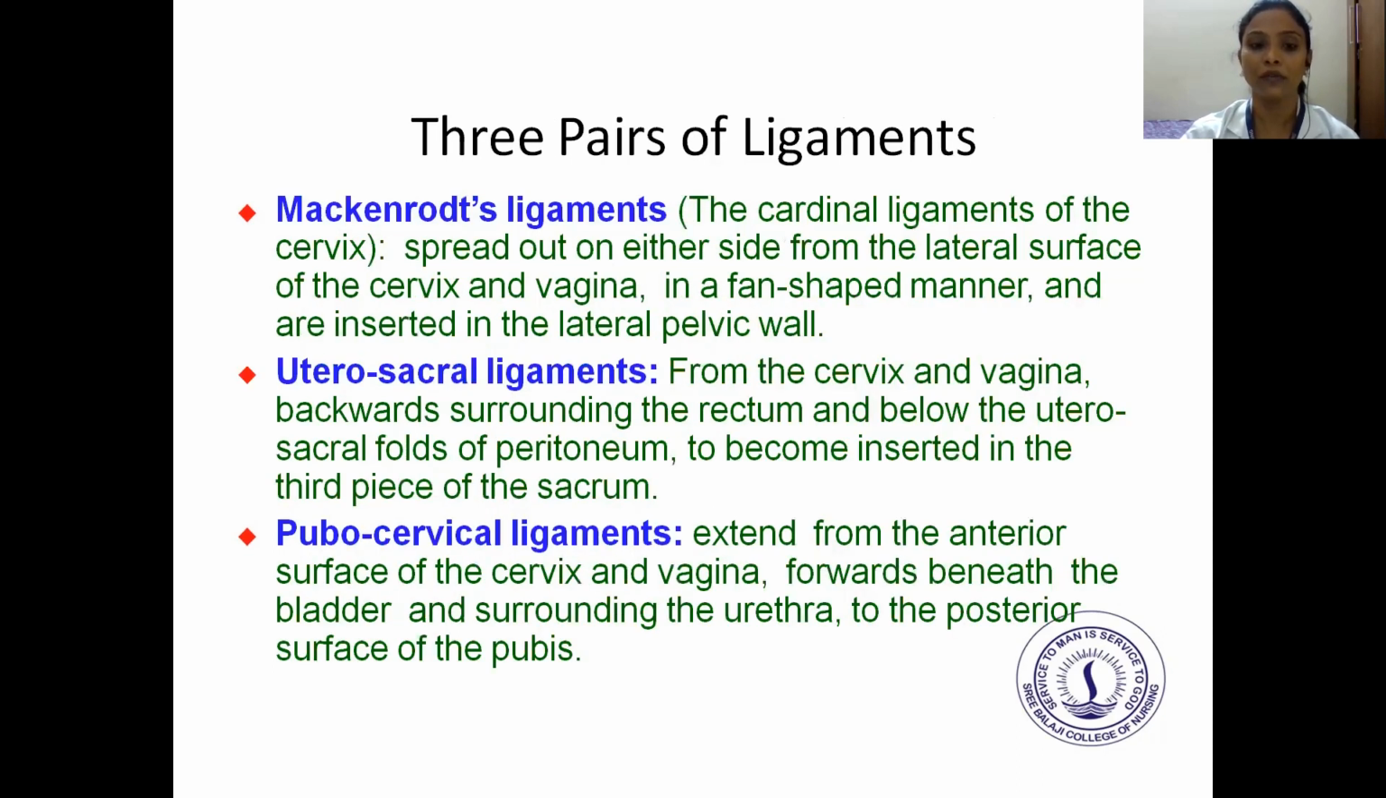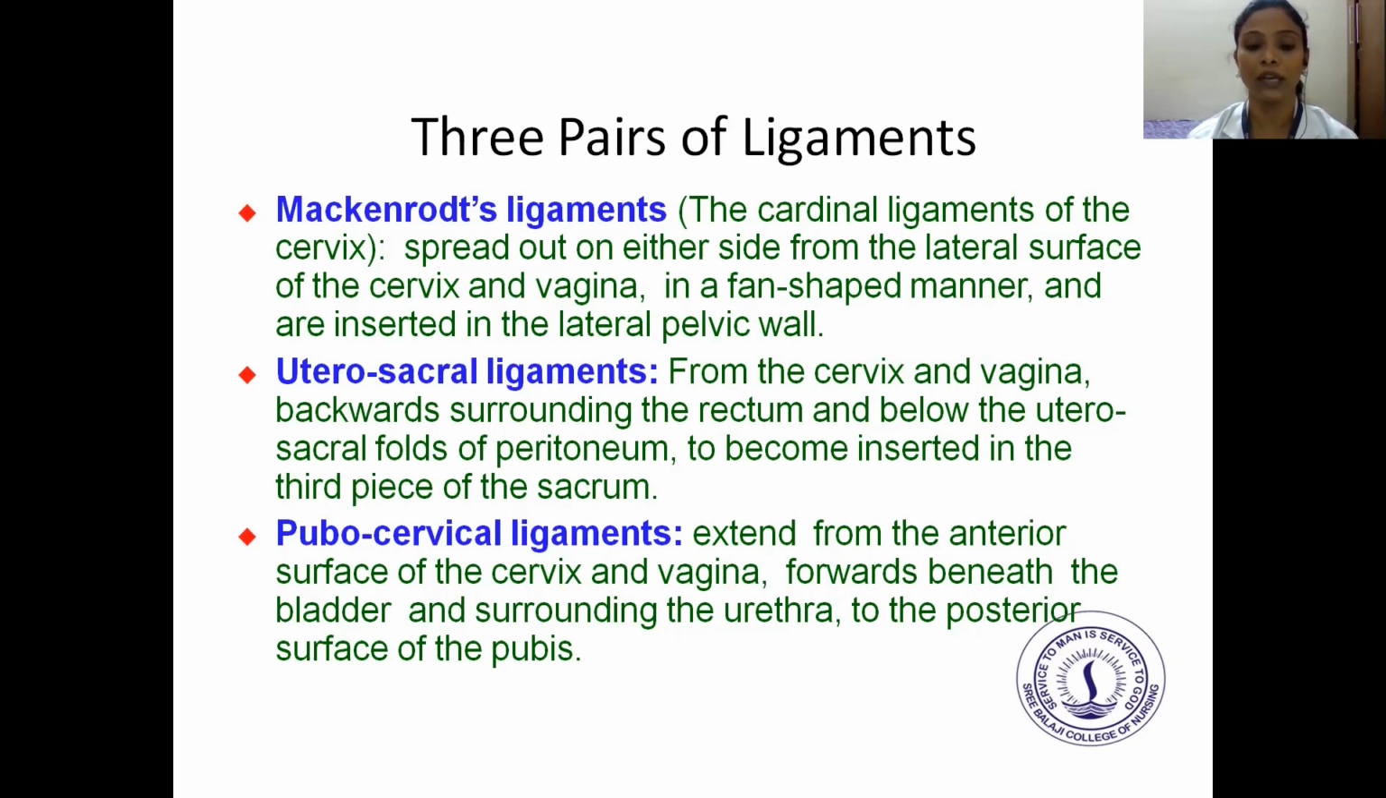Next are the three pairs of ligaments. First, Mackenrodt's ligaments, the cardinal ligaments of the cervix, that spread out on either side of the lateral surface of the cervix and the vagina in a fan-shaped manner and are inserted into the lateral pelvic wall. Uterosacral ligaments pass from the cervix and the vagina backwards, supporting the rectum, below the uterosacral folds of peritoneum, to become inserted in the third piece of the sacrum.